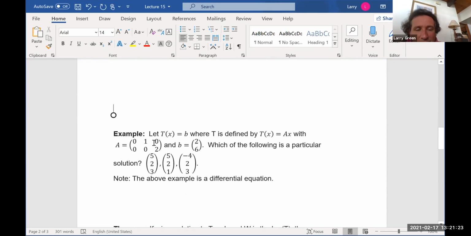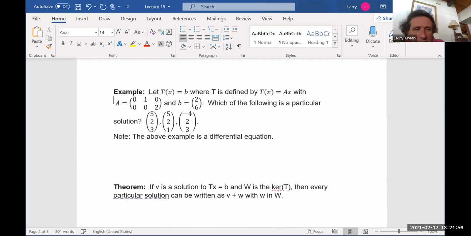Okay, so here's an example. Let's suppose that T of x equals B, where T is defined by T of x equals A times x. So good old-fashioned matrix linear transformation. And let's suppose A is this matrix, 0, 1, 0, 0, 0, 2, and B is the vector 2, 6. Which of the following is a particular solution?